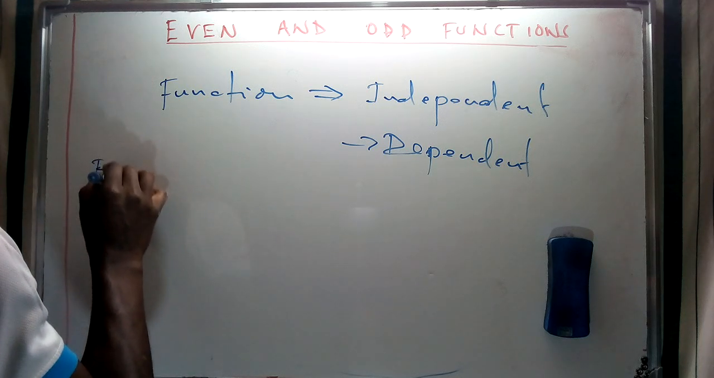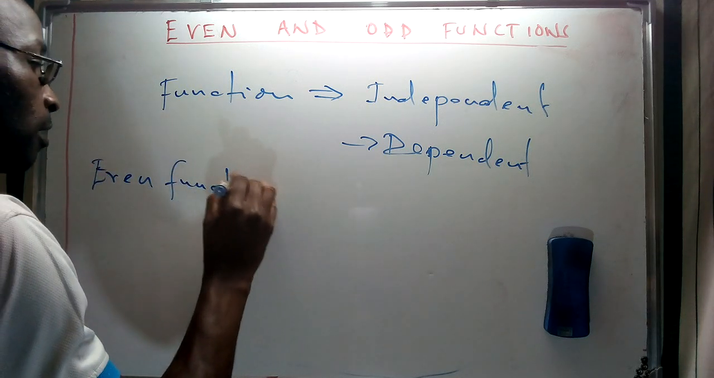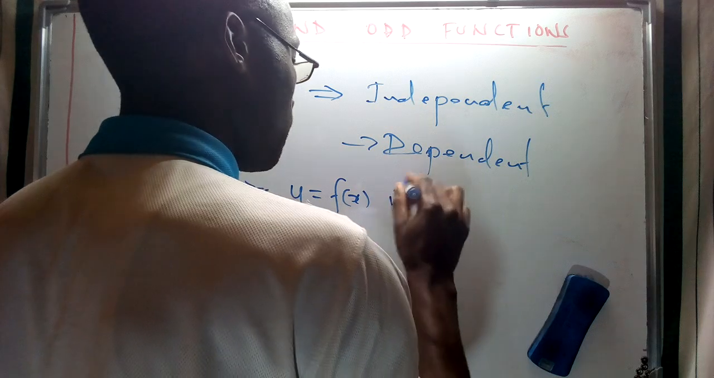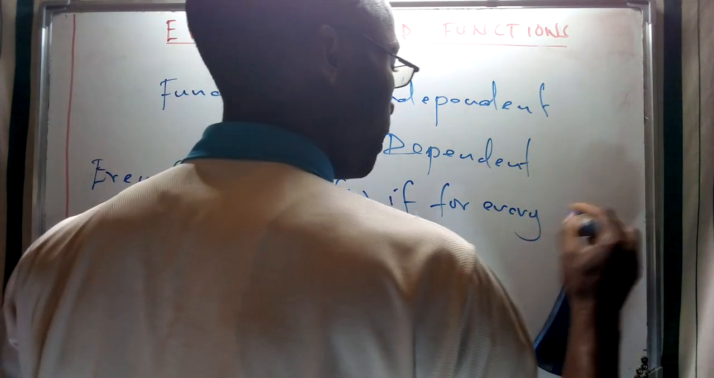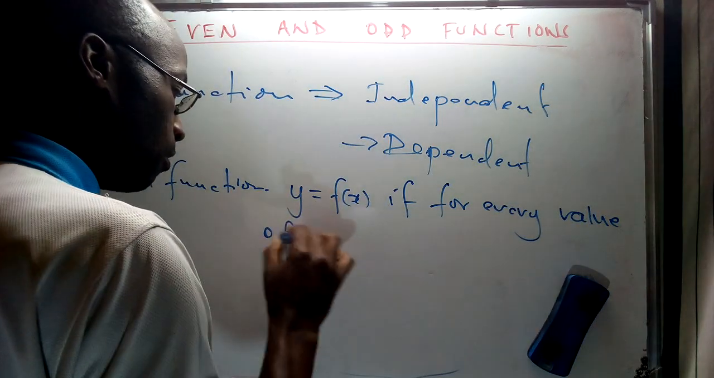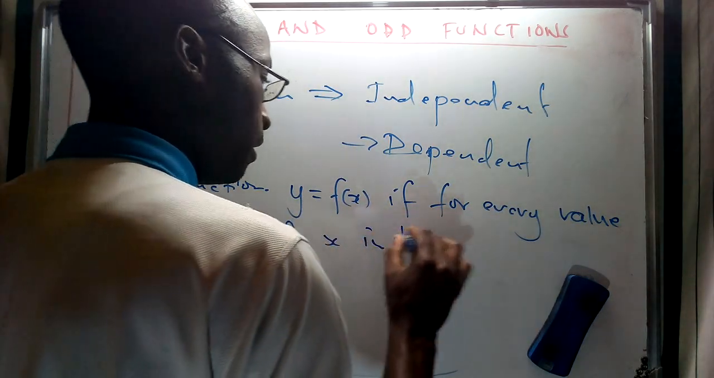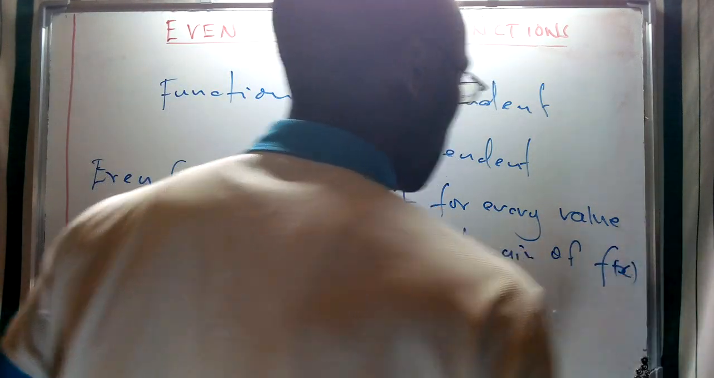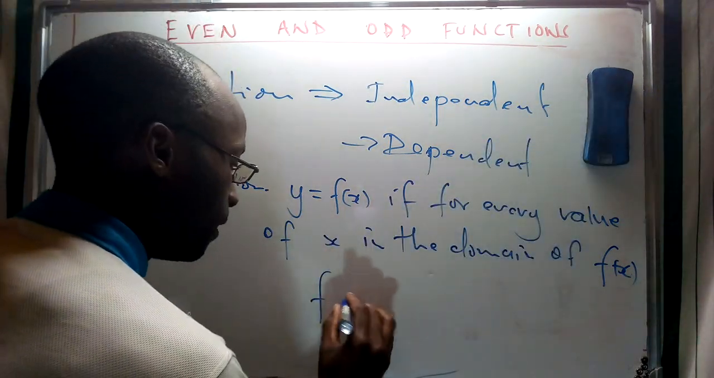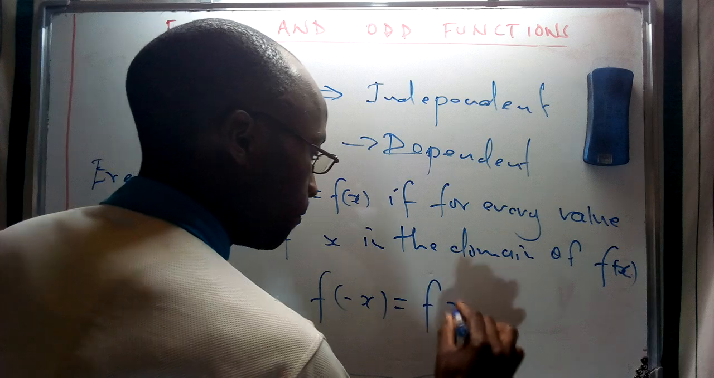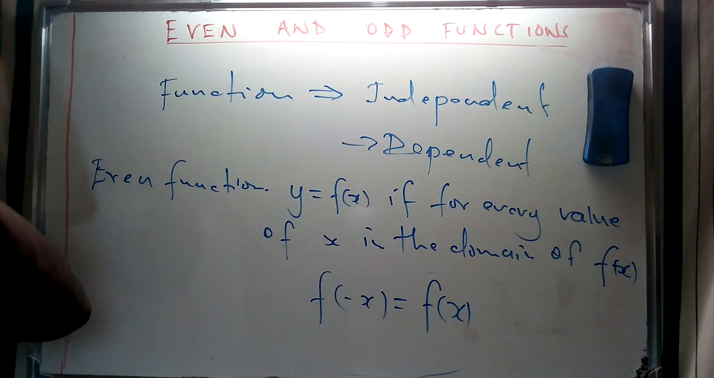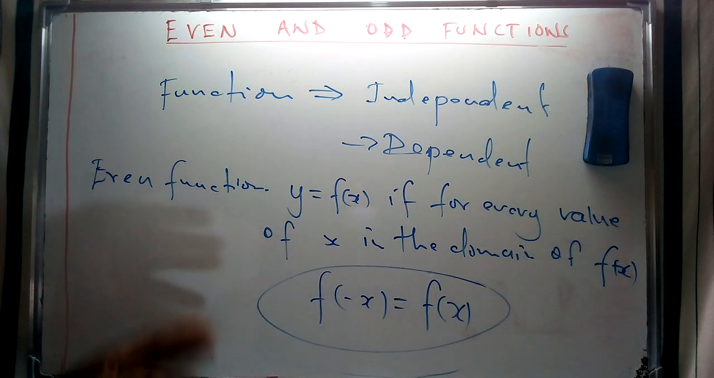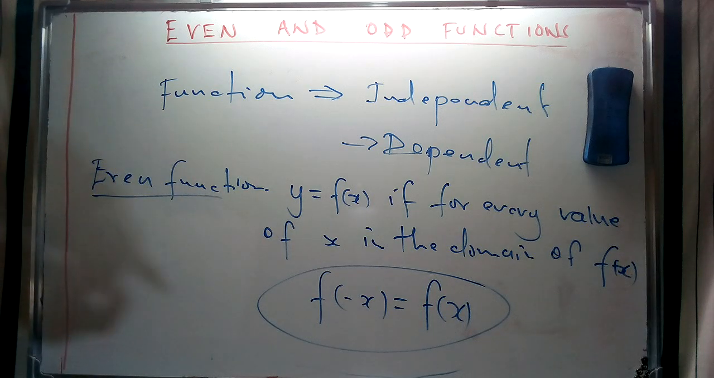Now, generally for an even function, a function y = f(x) is even if for every value of x in the domain of f(x), we have f(-x) equal to f(x). Whenever a function obeys this condition, we classify it as an even function.